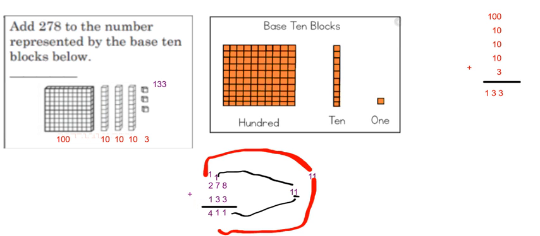So what is 278 plus 133? 278 plus 133 is, good job. Easy, right? We have already done it. 278 plus 133, that's 411. So you go ahead and write that answer.